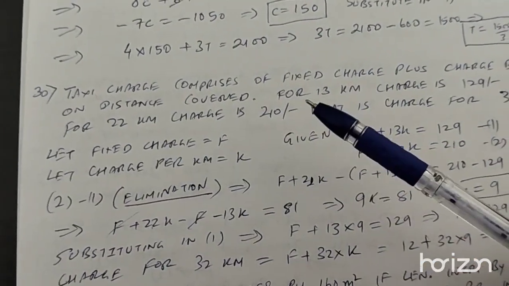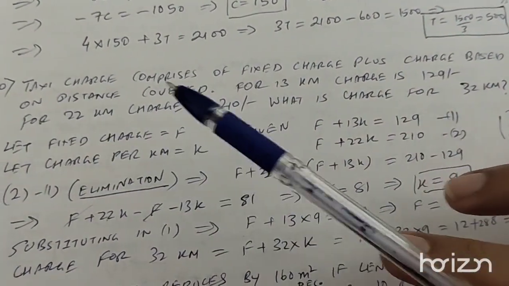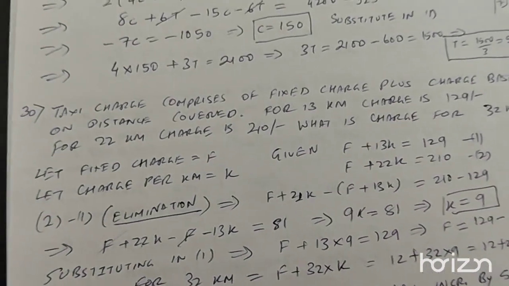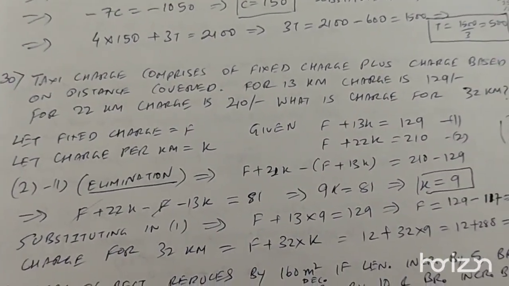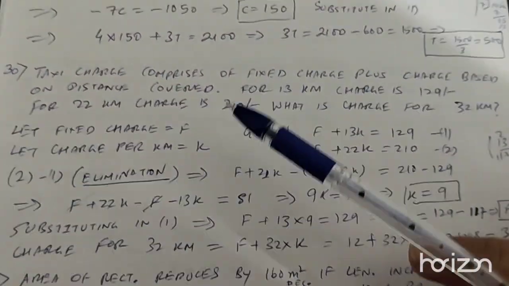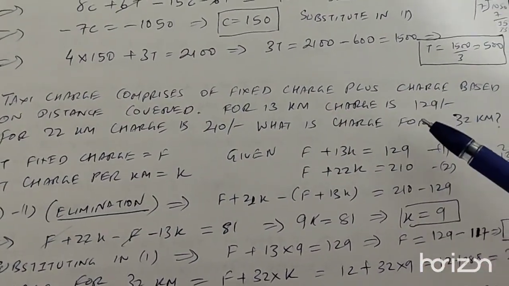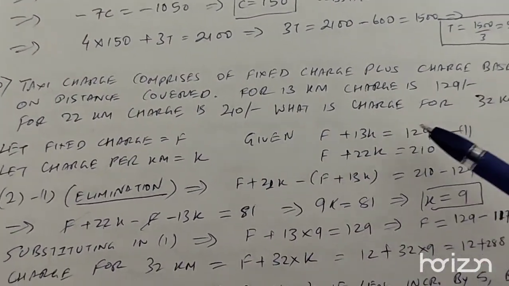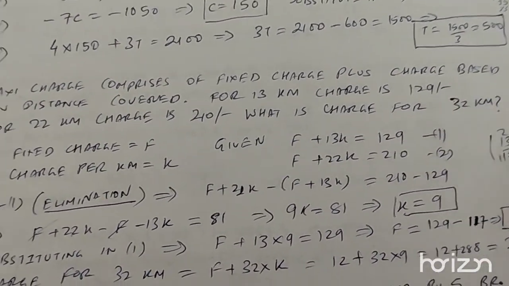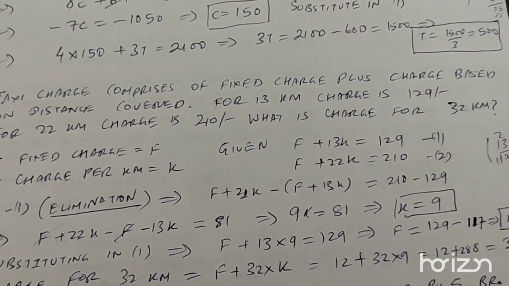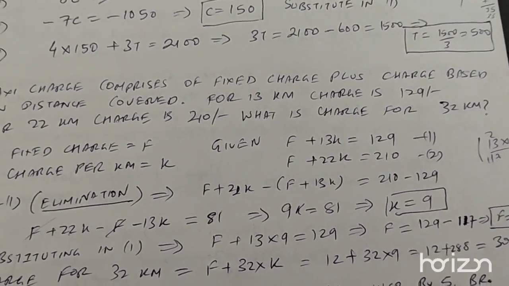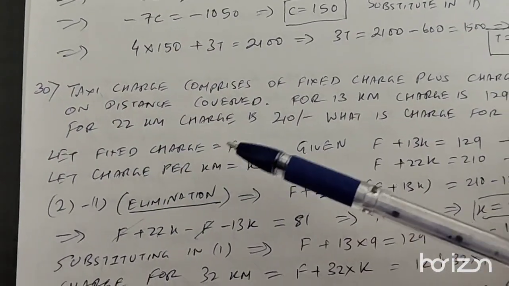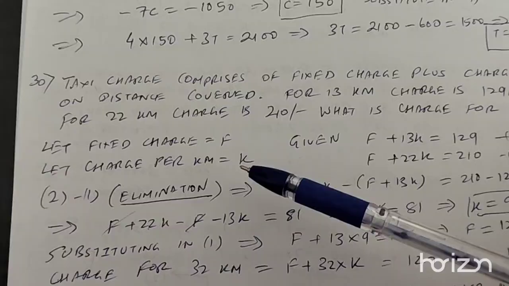Okay, next question. A taxi charge comprises a fixed charge plus a charge based on distance covered. So there is always some constant fixed charge, like 100 rupees or something, and after that, for how many kilometers you run, there is a per kilometer charge. For 13 kilometers, the charge is 129 rupees, and for 22 kilometers, the charge is 210 rupees. What is the charge for 32 kilometers? So you have to find the fixed charge and the per kilometer charge. Let the fixed charge be F and the charge per kilometer be K.